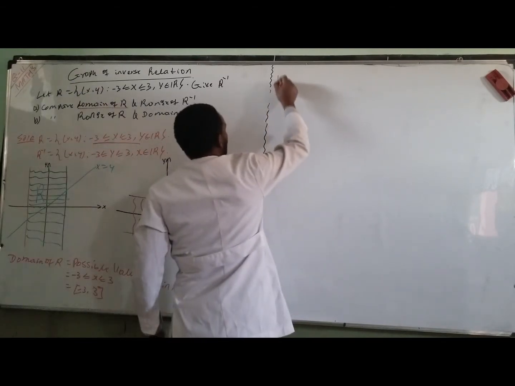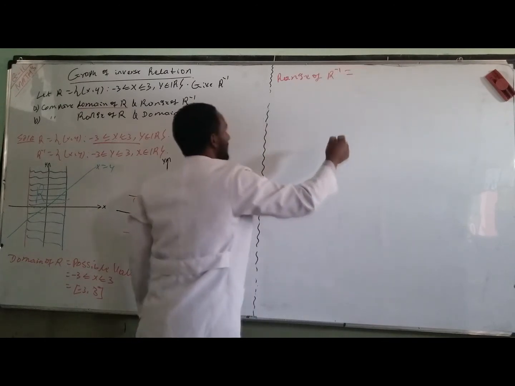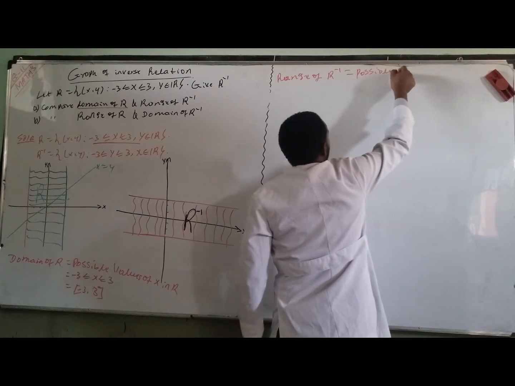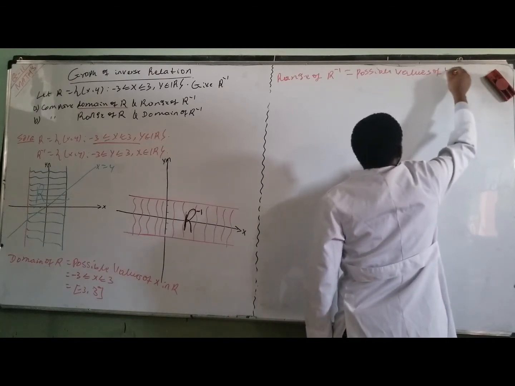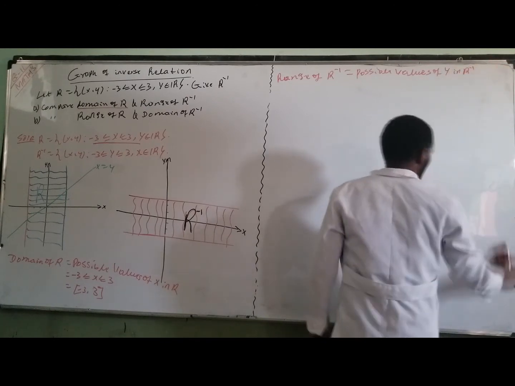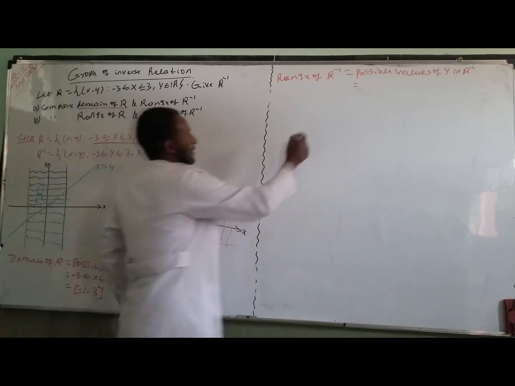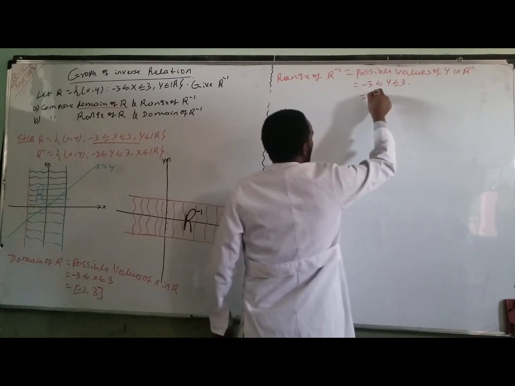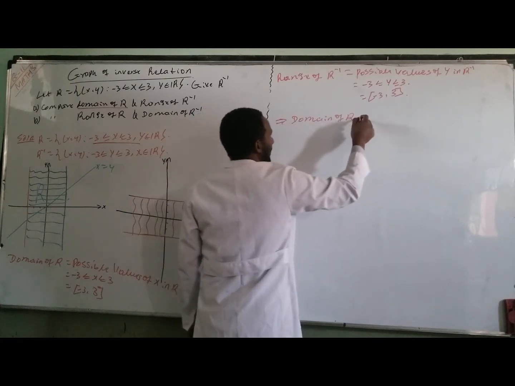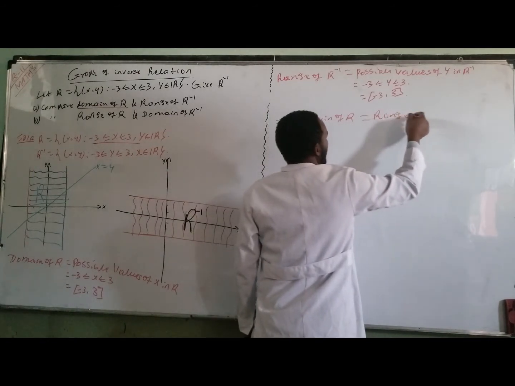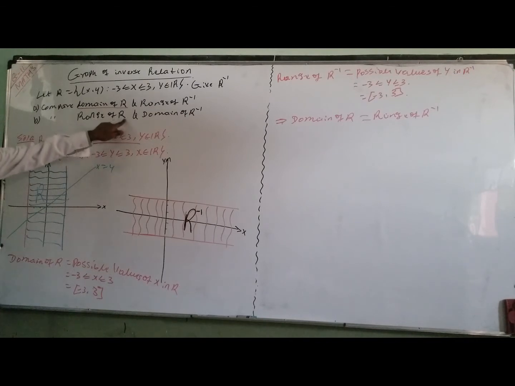Then range of R inverse means the possible values of y in R inverse, which is between negative 3 and 3. Therefore, it is negative 3 less than or equal to y less than or equal to 3, that means between negative 3 and 3. This implies that the domain of R is equal to the range of R inverse. Then part B says to find or compare the range of R and the domain of R inverse.